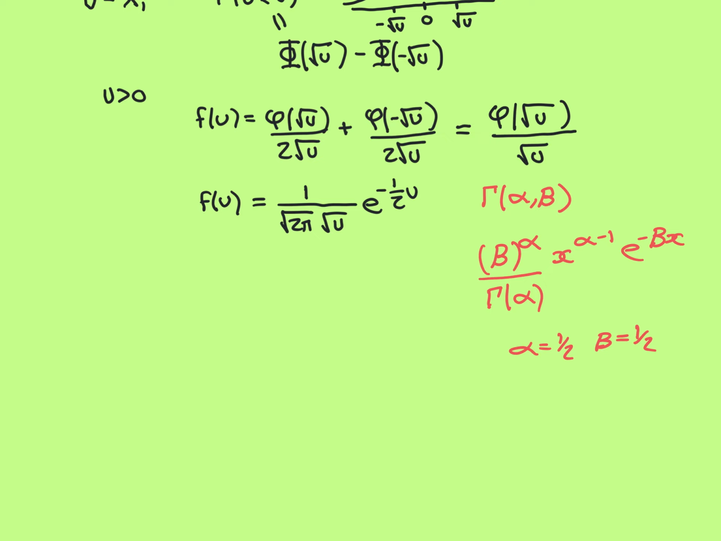We'll ignore this bit for a moment. Then we've got beta to the power of alpha, so put in this, a half to the power of a half, so that's 1 over the square root of 2. We've got a 1 over the square root of 2 here.